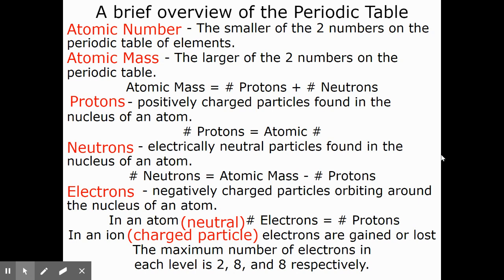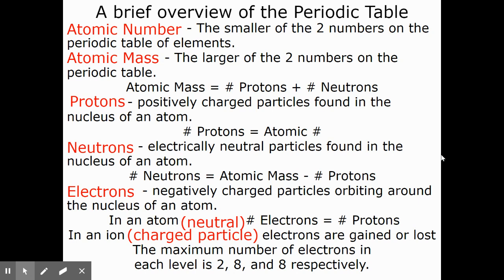The way it becomes an ion is, a neutral atom will either gain an electron, one more negative charge to become more negative, or it'll lose an electron to become more positive.